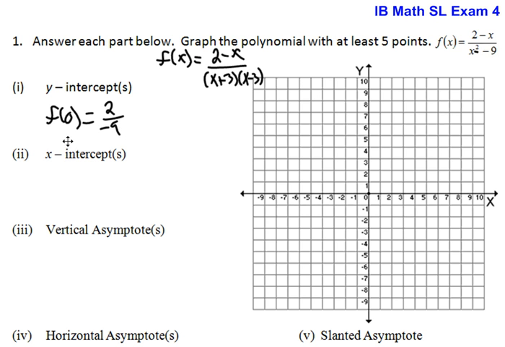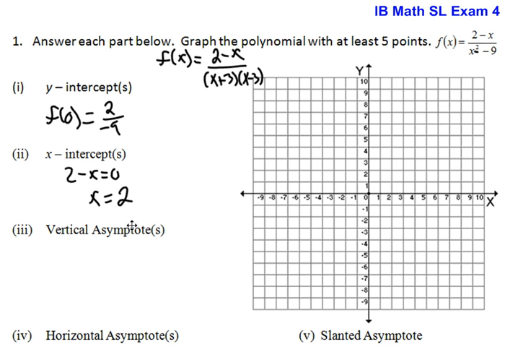The x-intercept is when we set the numerator equal to 0. If I set the numerator equal to 0 and move the 2 over, that's negative 2, and then divide by negative 1, so it's going to be 2. So right now that gave us 2 points: a y-intercept and an x-intercept.